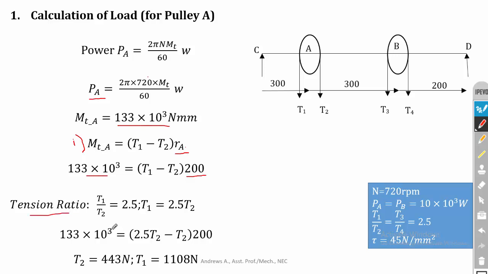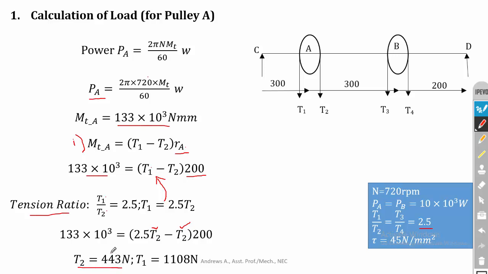Further, we know that the tension ratio is equal to T1 by T2. It is given in the problem as 2.5. Okay, and T1 is equal to 2.5 times of T2. You can substitute this ratio in the previous equation. Substitute T1 as 2.5 T2. So in this equation, the only unknown value is T2. So by solving this equation, you can calculate T2 is equal to 443 Newton.